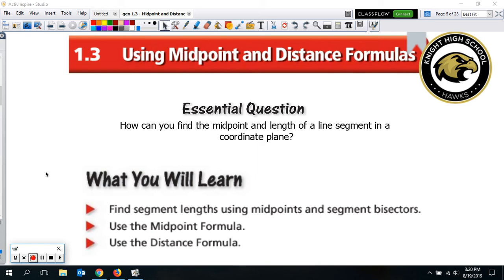In 1.3, we're going to be looking at two different formulas. These are very important formulas, the midpoint and the distance formula. So that's our main focus in this one. We're looking at coordinate planes, so that's going to be talking about an XY coordinate and ordered pairs. We'll be plotting some of those and working with those ordered pairs as we use them to find the midpoint of segments and find the distance of segments.